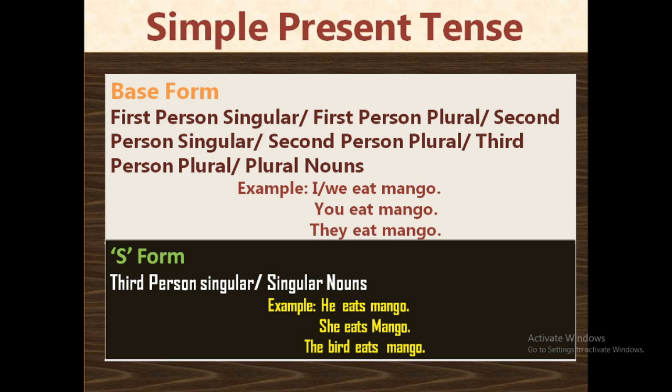They eat mango. Here the subject is they and it's a third person plural and hence it takes the base form of the verb. And third person singular, that means he or she or it, or singular nouns takes the S form of the verb. For example, he eats mango. Here the third person singular is used, hence it takes the S form of the verb. She eats mango. The bird eats mango. The bird is a singular noun, hence the S form of the verb is used.